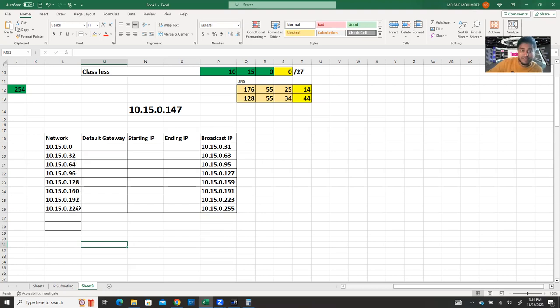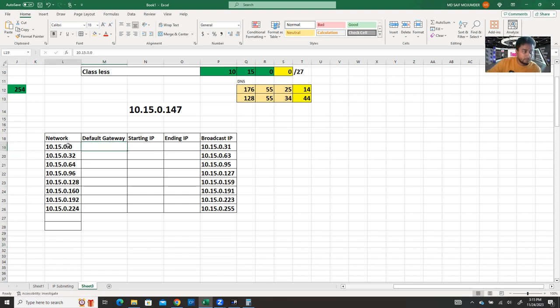1, 2, 3, 4, 5, 6, 7, 8. 8 subnets we are getting with slash 27. And also, if it is 8 subnets, that means 8 types of network, that means we're going to get 8 types of default gateway. But usable IPs will be very limited for each network.